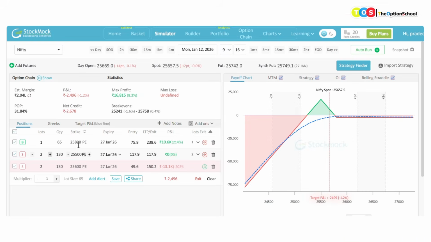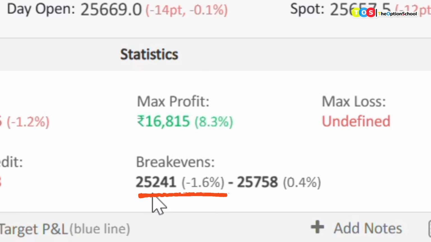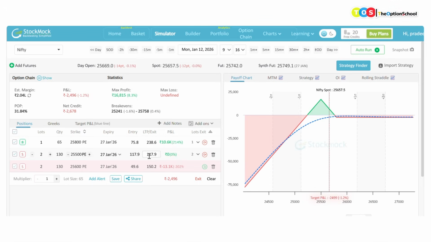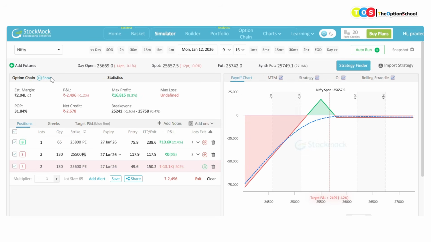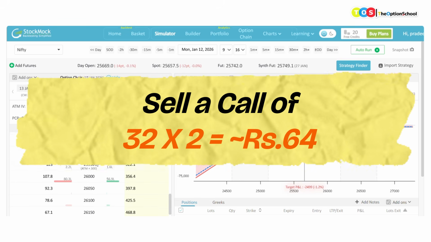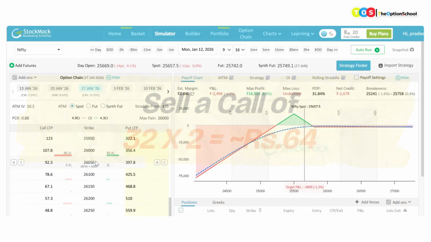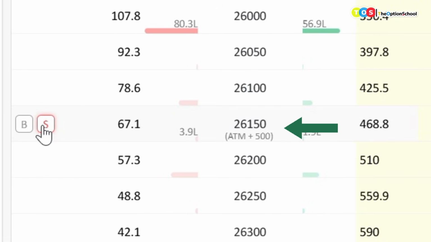Now see how this peak is getting shifted. My lower break even point is also getting shifted. But why should I leave money? So 150 minus 118 is approximately 32 rupees. What I will do, I will sell a call of 32 plus 32, somewhere close to 64 rupees, so that I am able to recover my money. So 67 rupees is this.